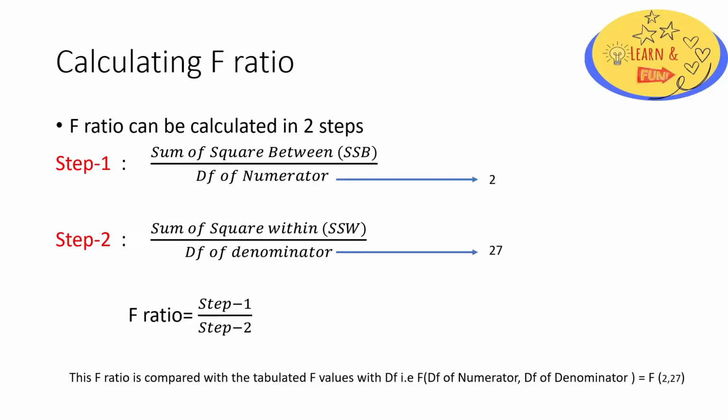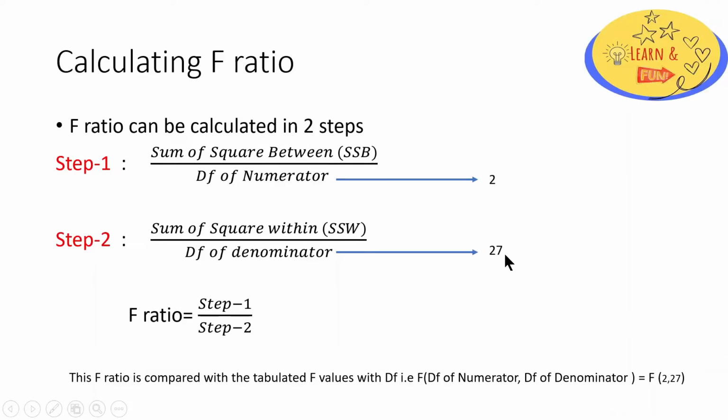Now please understand that here we are using degree of freedom. We will explain it in the next slide, but for the time being, since we are talking about between variations, how many groups do we have? We have 3 groups. So 3 minus 1 is the degree of freedom of the numerator, which is equal to 2. In the second one, we are talking about within. In each group we have 10 observations, so total observations are 30, and we have 3 groups, so 30 minus 3 gives you 27.